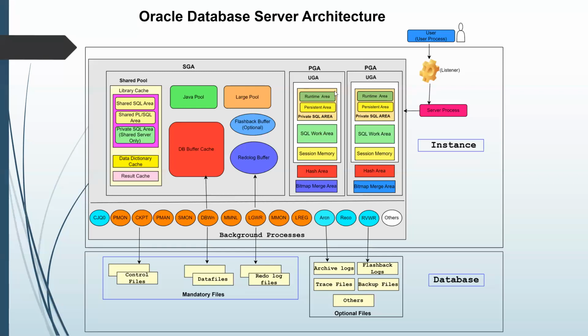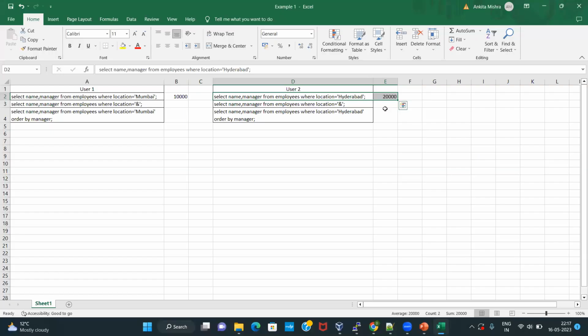Okay, so the next component that we see inside this private SQL area is something called the persistent area. What information does it store? We'll go back to our previous example again. If you see these two users, they have fired pretty much similar queries, only the location has changed. This user wanted to see the details of all the employees from Mumbai, and this user wanted to see the details of employees from Hyderabad.